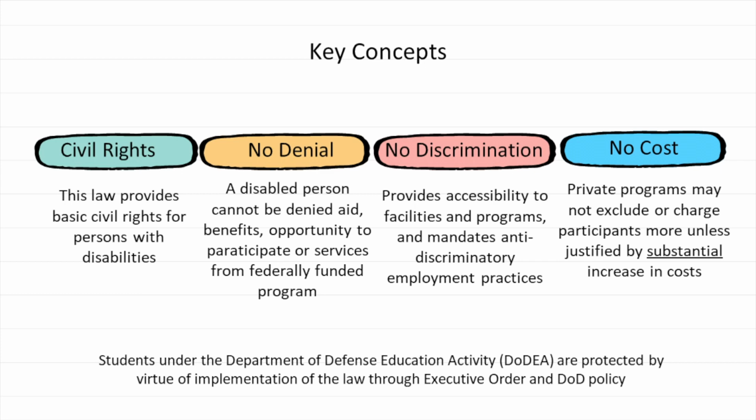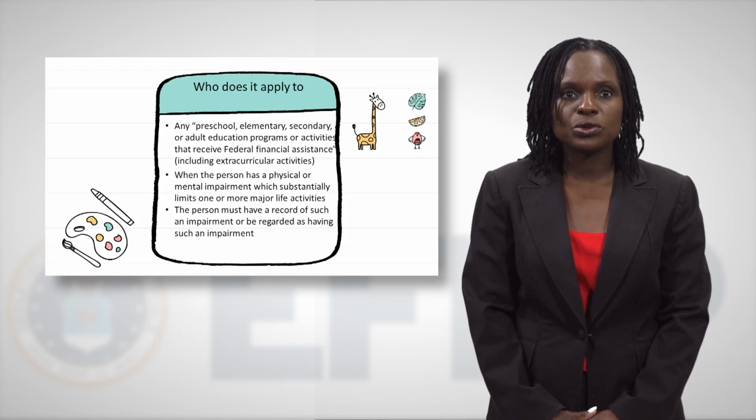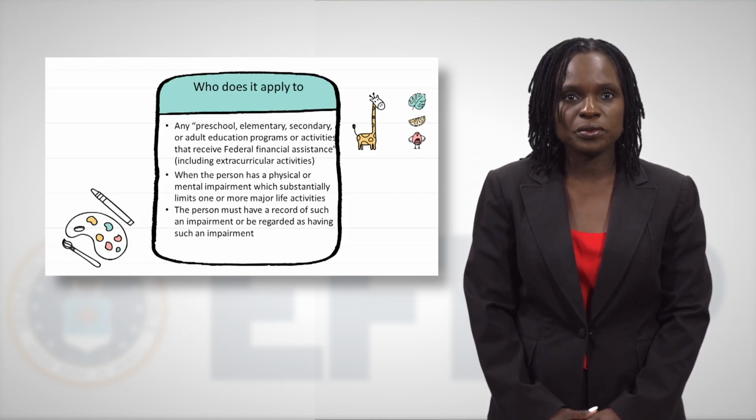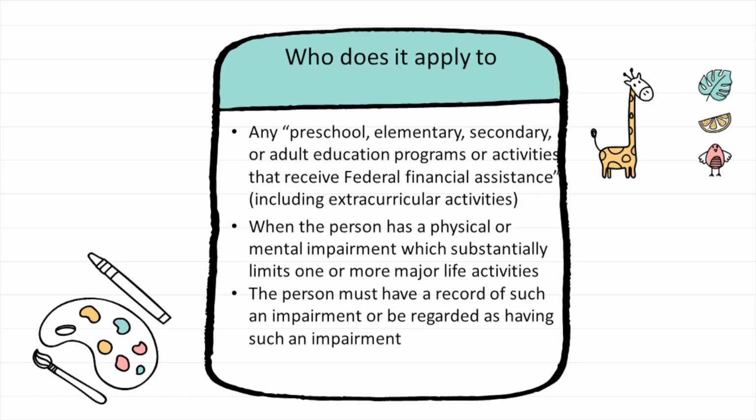All children with disabilities who receive special education and related services under IDEA are entitled to services and accommodations under Section 504. Okay, let us break down the details. To whom or to what entities does Section 504 apply? Well, it applies to any preschool, elementary, secondary, or adult education program or activity that receives federal financial assistance. This includes extracurricular activities and not just core curriculum activities.